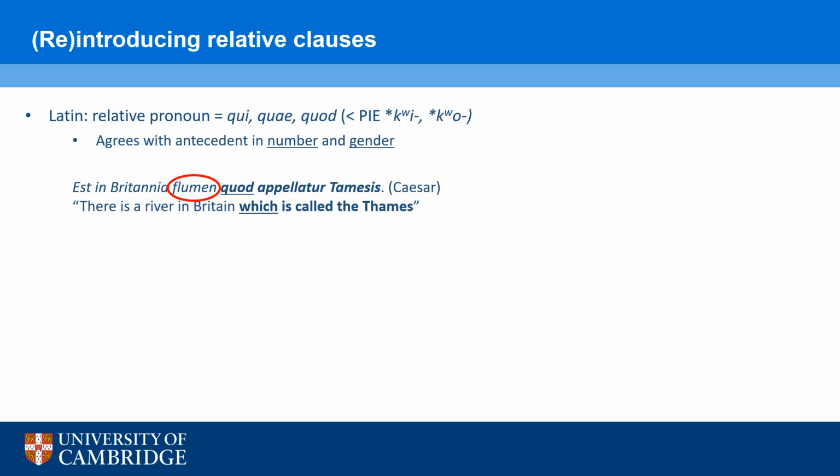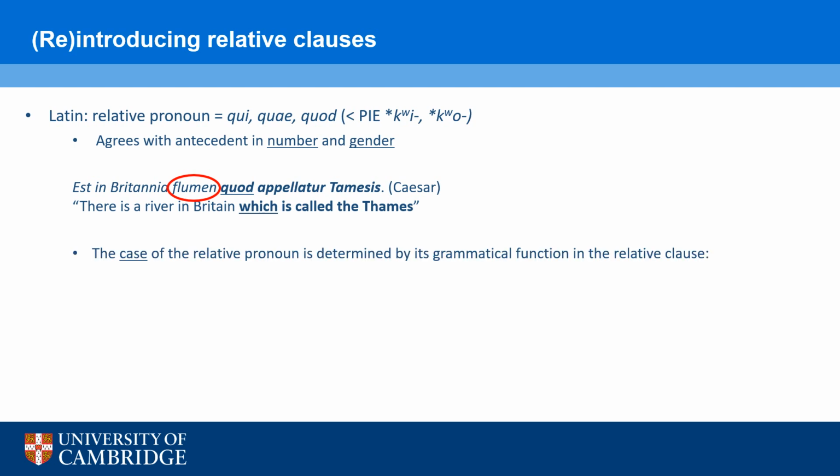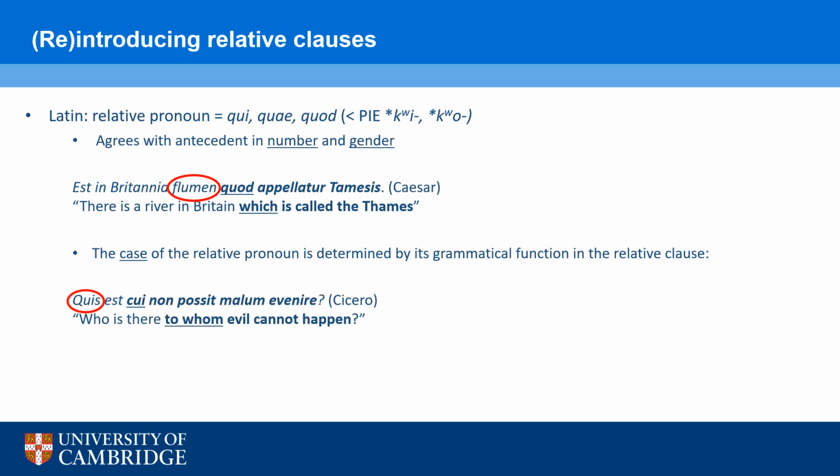The other morphological feature we have to pay attention to is obviously case, but note that unlike number and gender, which are determined solely by the antecedent, the case of the relative pronoun is determined by its grammatical function in the relative clause. Quis est cui non possit malum evenire. In this example, the antecedent is quis, who, with a question mark, which is in the nominative. But the relative pronoun, cui, is in the dative. That's because the verb evenire, meaning to happen, takes the dative of the person something is happening to, just like in English. And I've resurrected whom in my translation just to try and demonstrate this.